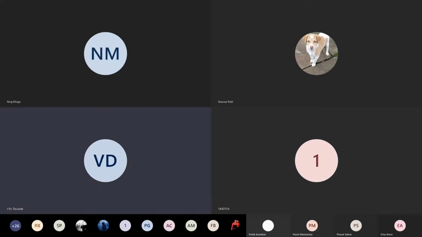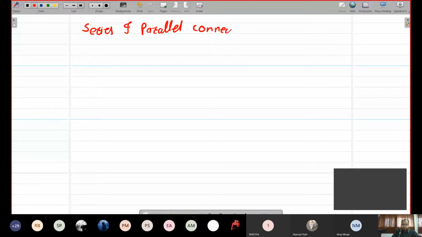Okay, so let us start. Fine. So we are going to discuss connections of series and parallel connection of two-port networks.